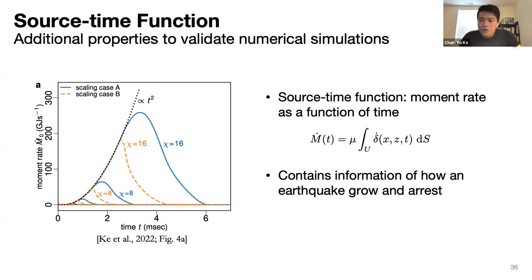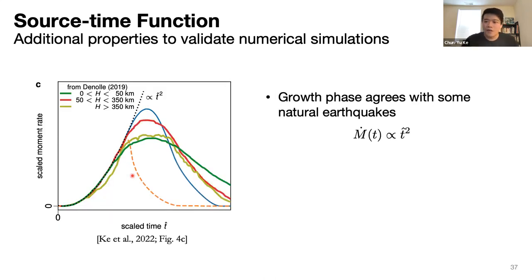And now I want to show you an additional way to compare numerical simulations to natural earthquakes using the source time function. The source time function is the moment rate as a function of time. It is one of the most direct measurements of earthquakes, and it contains information on how an earthquake grows and arrests. Here I'm showing you the source time function of all the simulations. You can clearly see that the growth phase of all simulations is identical before reaching unfavored stress condition. And scaling case A arrests more smoothly and gradually than scaling case B.